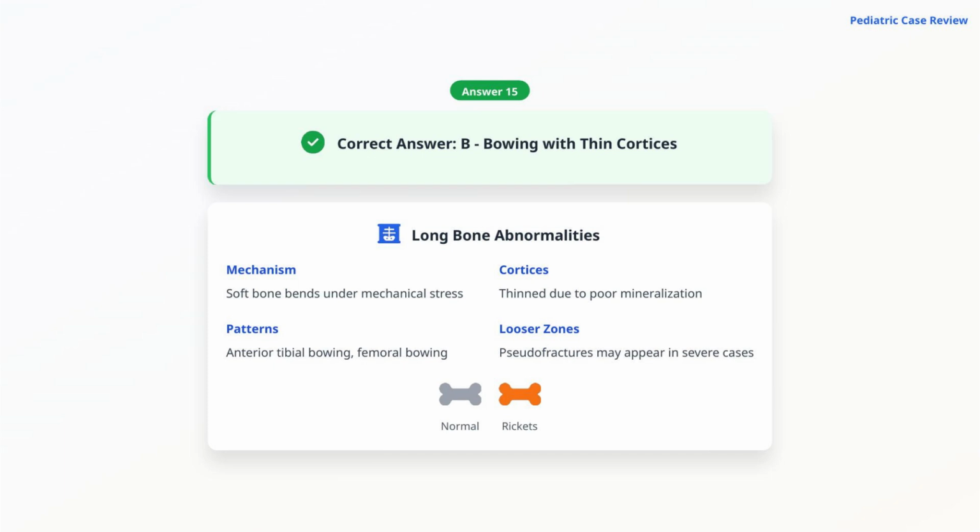The softened, poorly mineralized bone bends under normal mechanical stress and weight bearing. The cortices appear thinned on radiographs due to inadequate mineralization. Common patterns include anterior tibial bowing and femoral bowing. In severe cases, Looser zones or pseudofractures may appear as lucent lines perpendicular to the cortex.